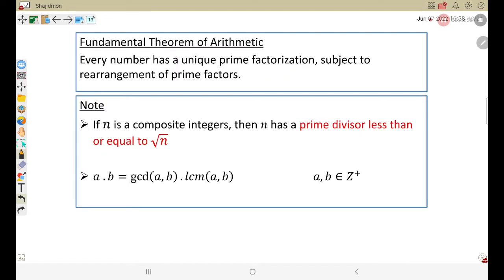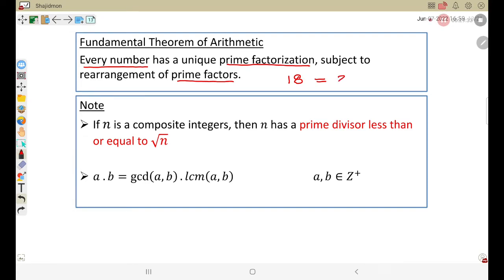Now we have some more definitions. After that we will do the exercise questions. Fundamental theorem of arithmetic. What is the fundamental theorem of arithmetic? Just remember, every number, if you are taking any number, has a unique prime factorization subject to the rearrangement of prime factors. That means if you are taking any number, for example 18, we can write this number as a prime factorization, correct?